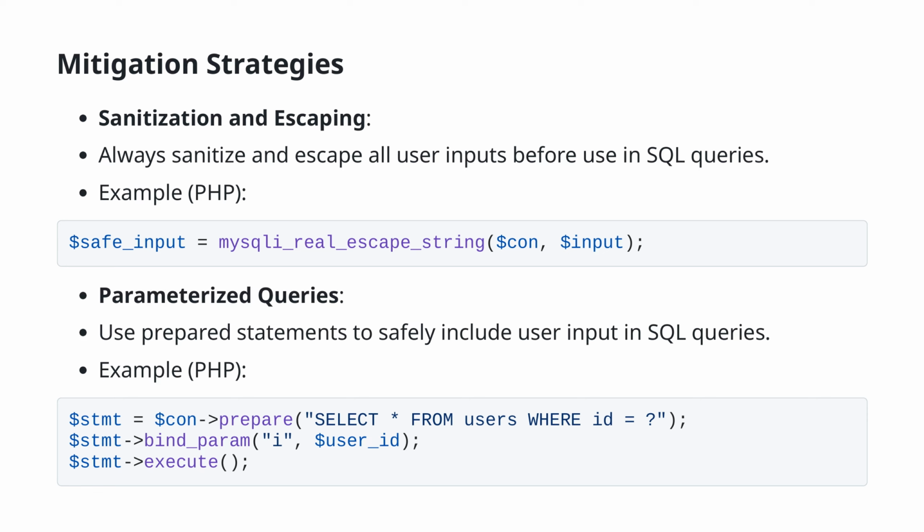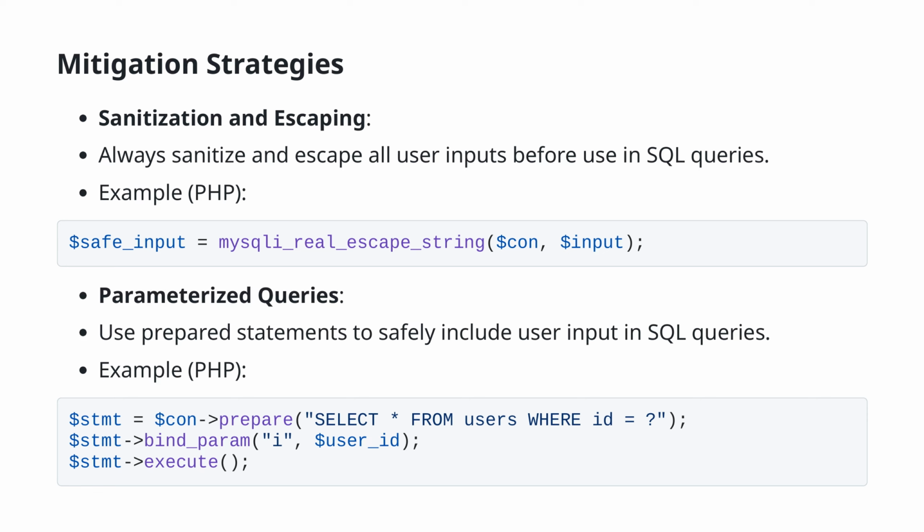In this slide, we will focus on effective mitigation strategies to prevent SQL injection vulnerabilities in your applications. Firstly, let's talk about sanitization and escaping. It's crucial to always sanitize and escape all user inputs before these inputs are used in SQL queries. This process helps to remove any potentially harmful characters. For example, in PHP, you can use mysql_real_escape_string to ensure that user input is safe. Here's a quick example: $safe_input = mysql_real_escape_string($input).